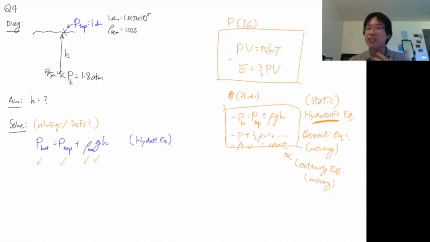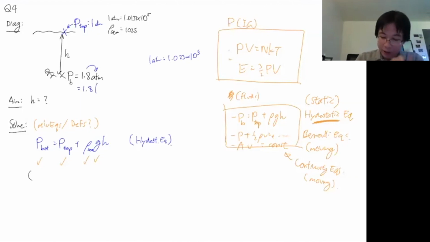Since I have one more minute, let me plug in the numbers. Remember SI units, so make sure you change this into SI units. The bottom is 1.8 times 1 atm. 1 atm is equal to 1.033 times 10 to the power of 5 pascals. That's just atmospheric pressure, 1.033 times 10 to the power of 5 pascals.